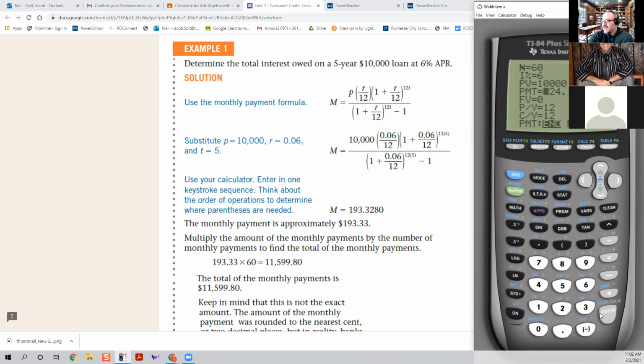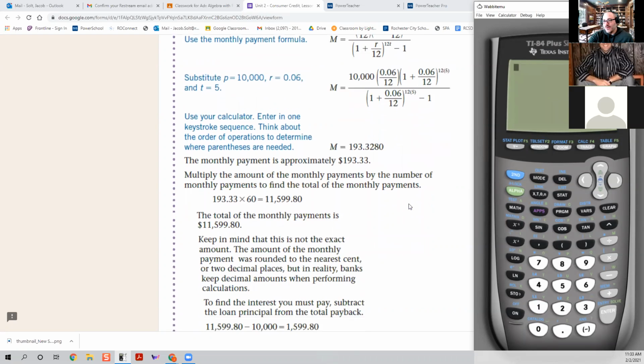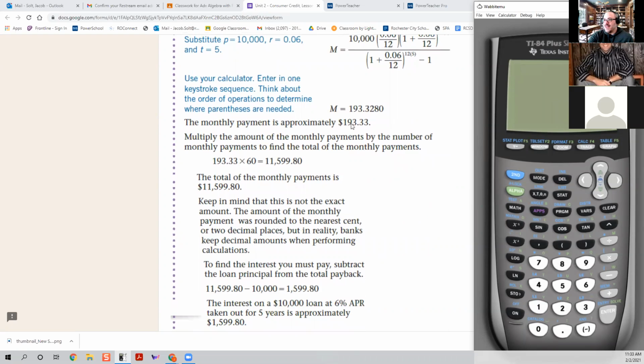So you got to press the green alpha, enter, and it solves for it right there. Look at that, folks. 193 and 33 cents when we round to the nearest cent. Right there it is. It's the same thing if you want to use that mode. Okay, so the monthly payment is $193.33. We have the monthly payment. Woo! Take a deep breath.